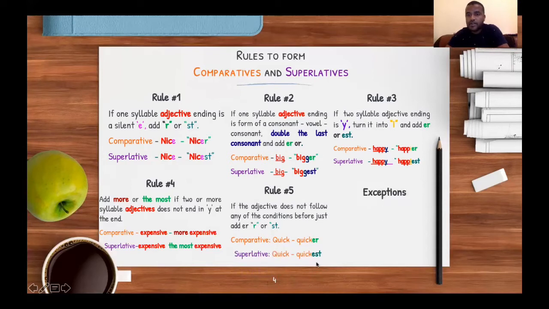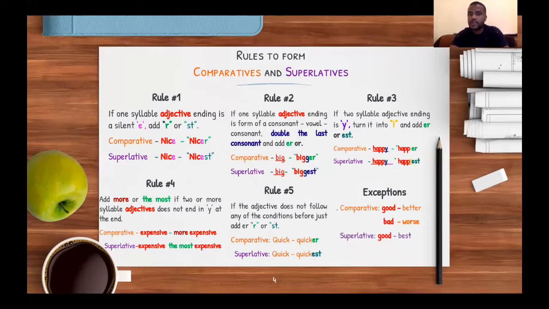There are some exceptions, which we call irregular adjectives. Why? Because you have to learn them by heart. For example, good, better in the comparative. We can say bad, worse. With these adjectives we are not going to add er or anything like that. We have to learn them by heart.